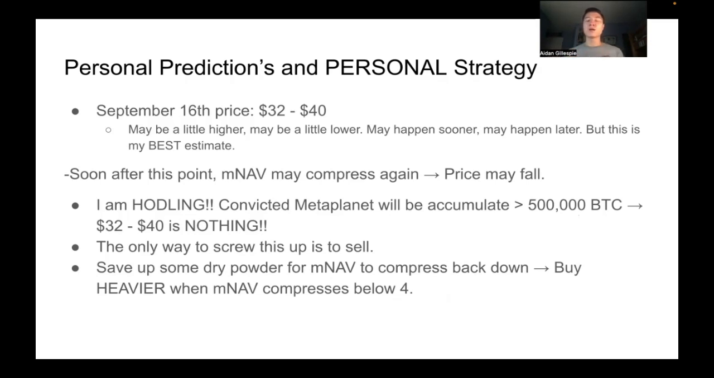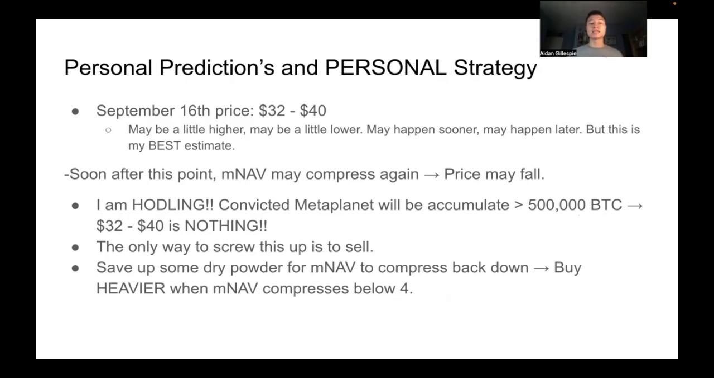It'll get a little bit lower, then it'll eventually rise up again. That next peak will be a little bit lower than this peak, so it'll be a little bit lower than that 6 to 7 MNAV that we calculated in the previous models. So the price may fall soon after this price target has been reached.